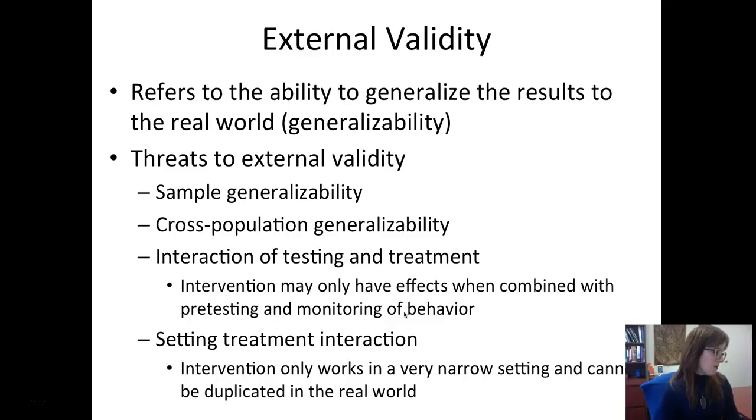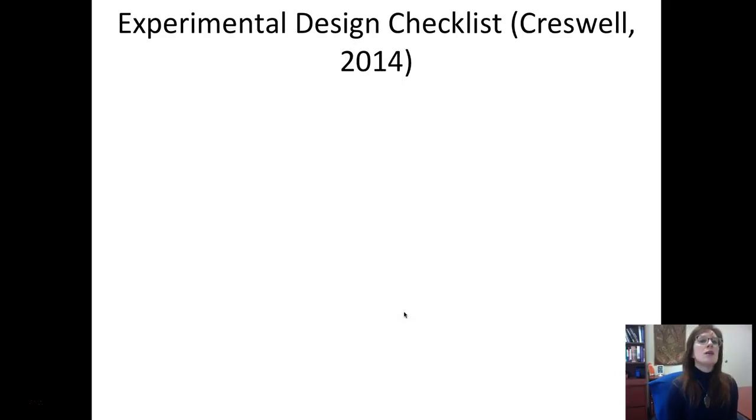There are a host of other threats to external validity that your book thinks about a little bit and gives you a little bit of an overview on. I think that there is a table that summarizes those as well, and I would encourage you to look at some of those descriptions of internal and external validity.